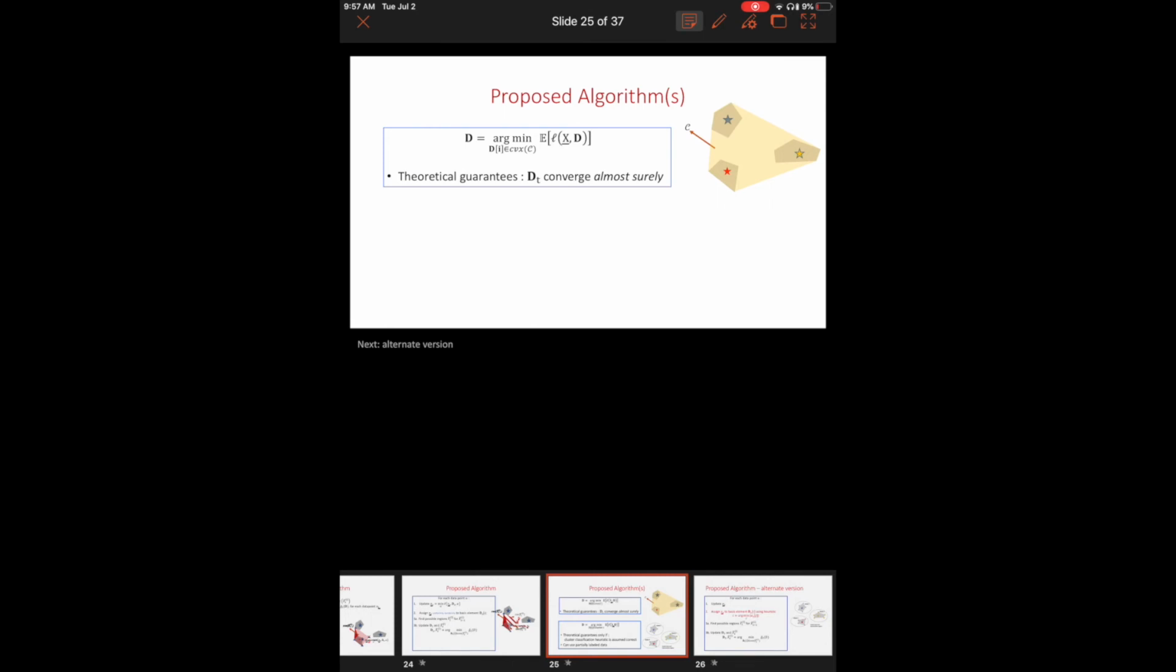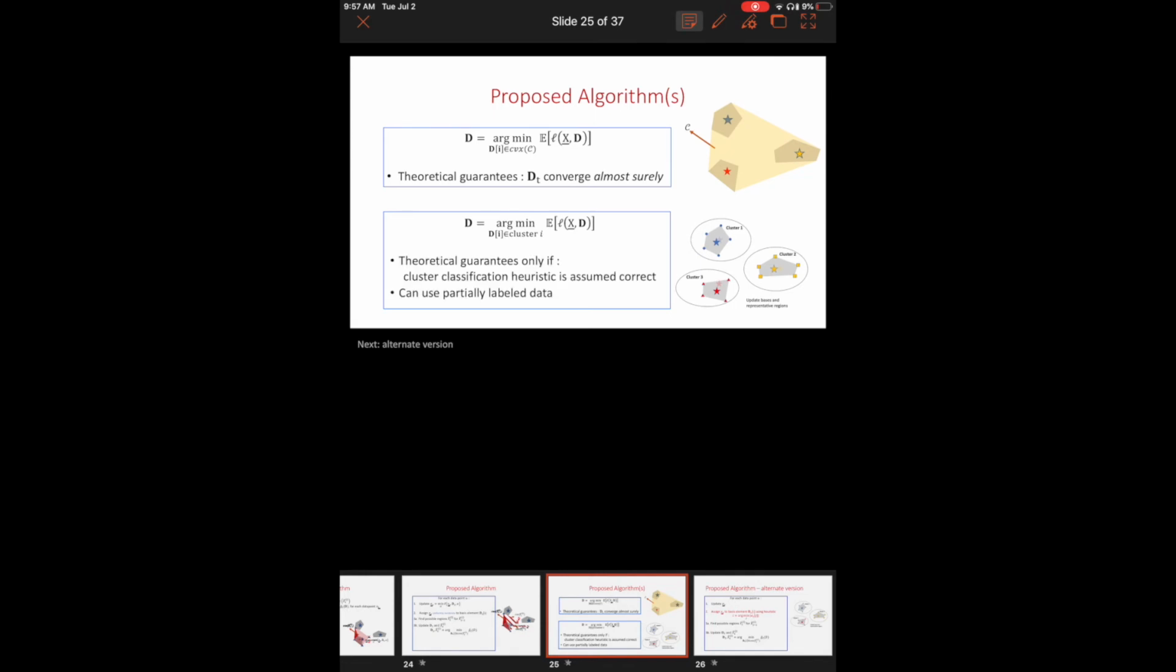We also propose an alternate version of the algorithm where we solve this minimization problem, but instead of constraining the basis vectors to a single compact space, we constrain them to correspond to the clusters of the dataset. This algorithm also comes with theoretical guarantees, but only if there is an intermediate classification step that is assumed to be correct. But it has the advantage of being able to use partially labeled data.